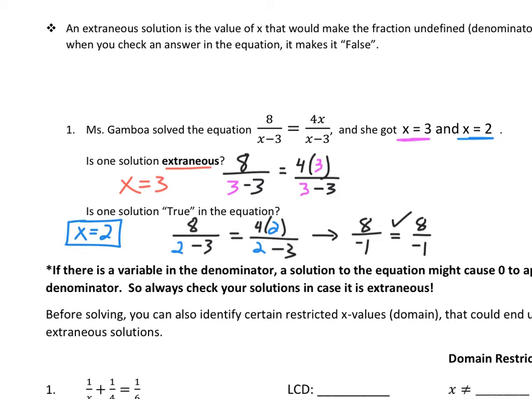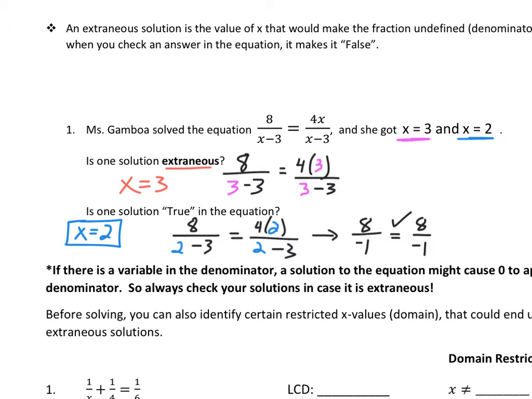All right, and so that's how you can test them out. Now if you were to plug in a number here, and you would get maybe 8 over negative 1 equals 3 over negative 1 or something, then that's obviously false, and then you know you have extraneous. All right, so that's how to test answers. We've seen this kind of stuff before, just maybe not in fraction form, since now we're working with rationals.